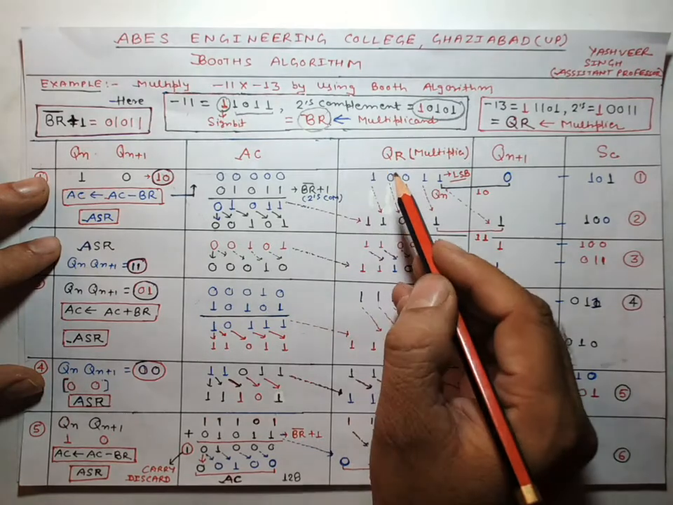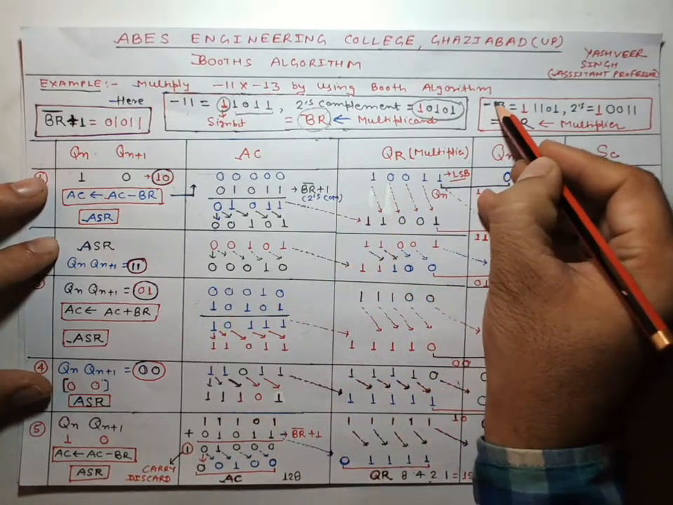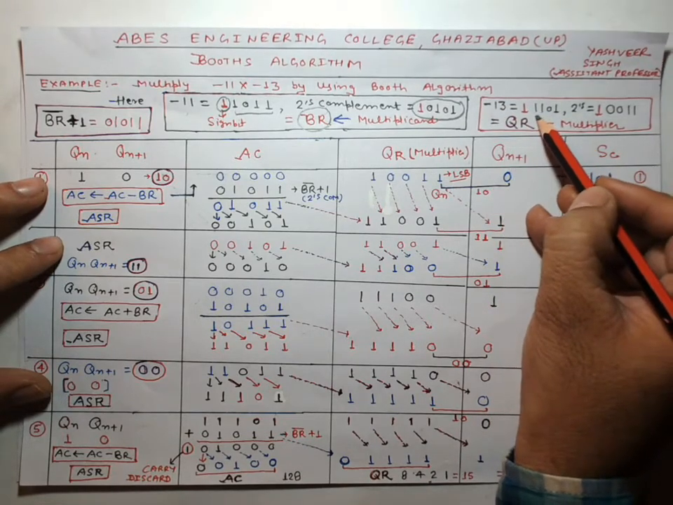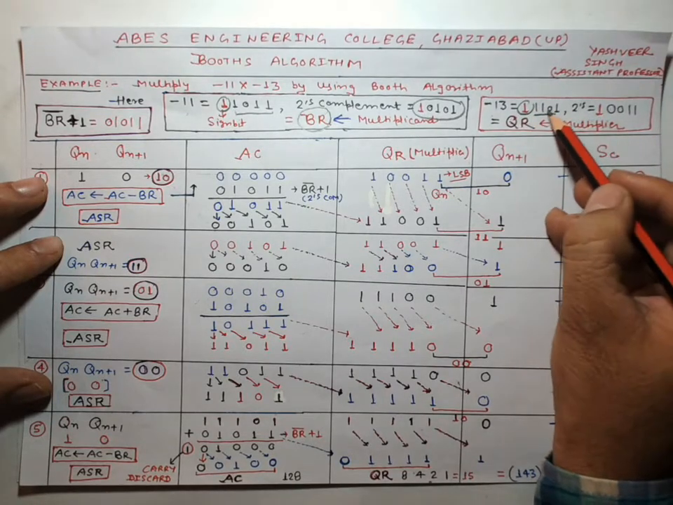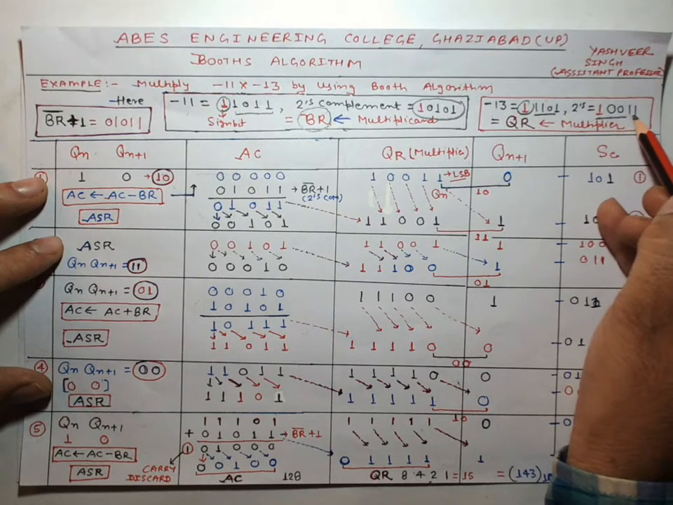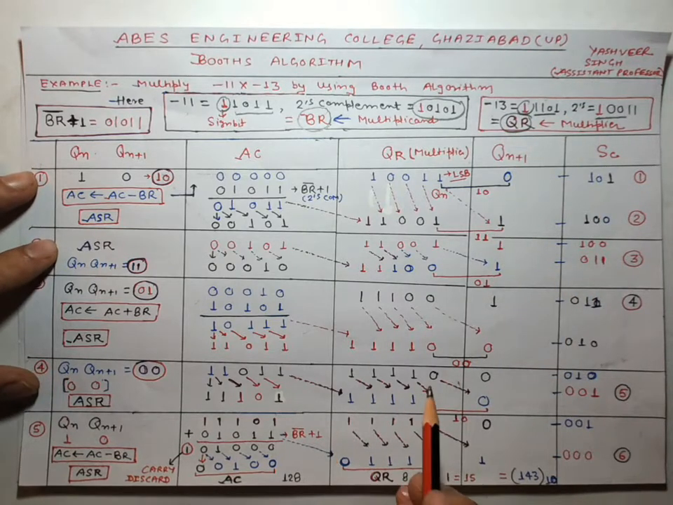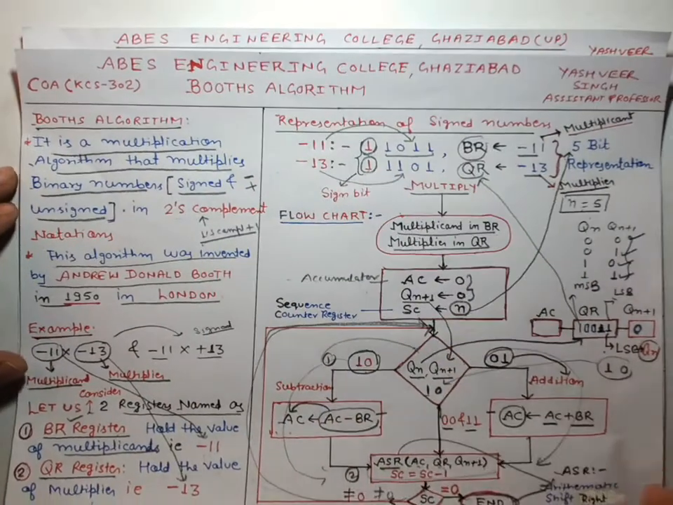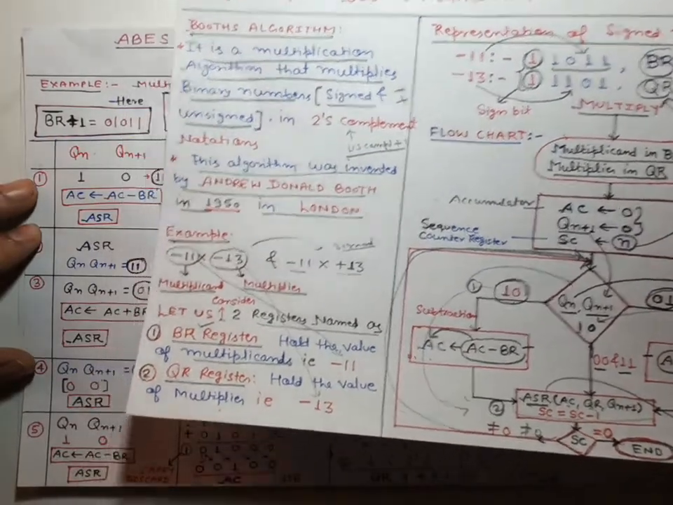I have already told this in the previous steps. The binary number of -13 is 1101, and this is the sign bit. If we take the 2's complement of this number, then we will find 10011. 2's complement equals 1's complement plus 1, and it is stored in the QR register. After that we will follow the procedure of the flow chart. I have already explained this flow chart.